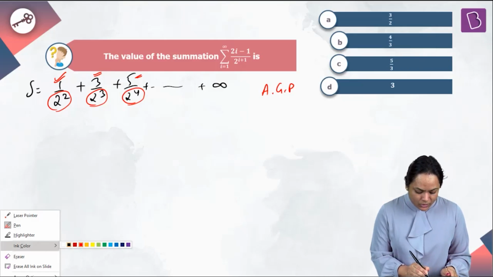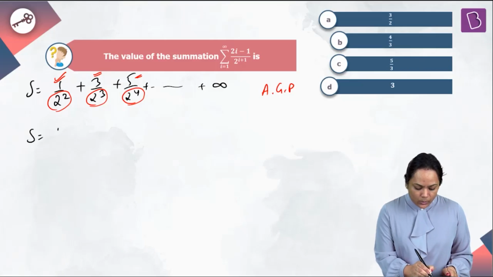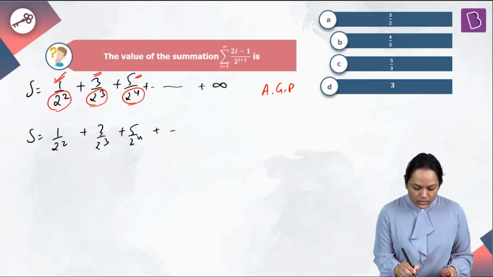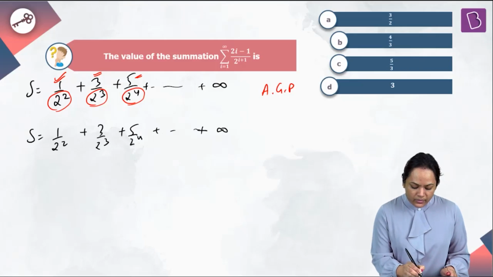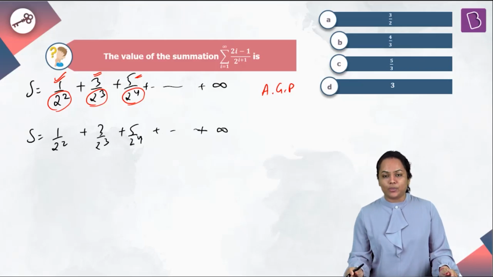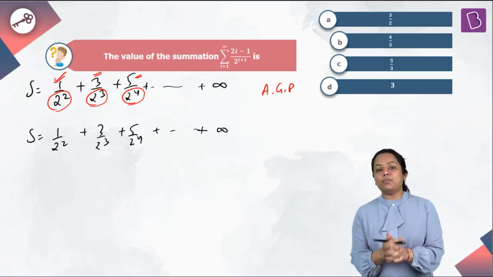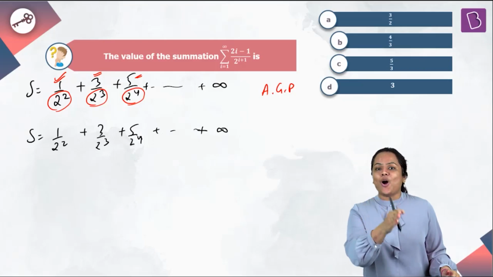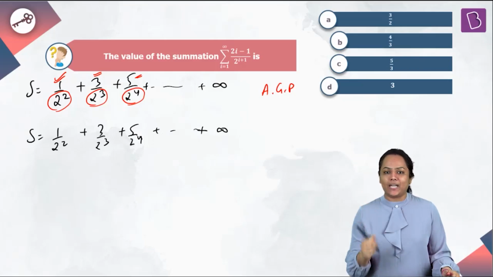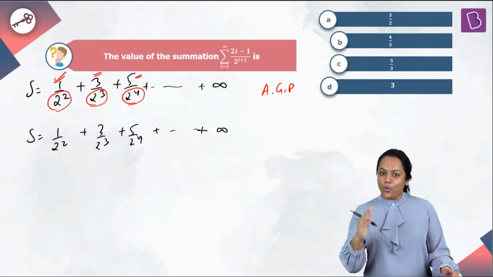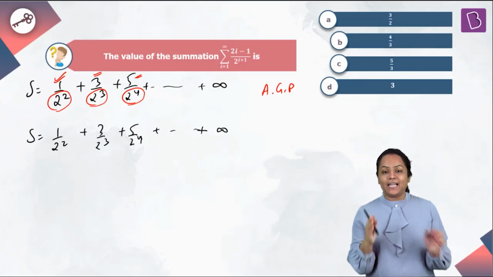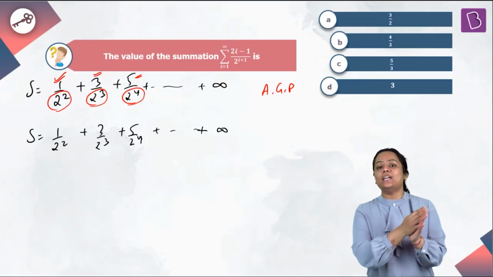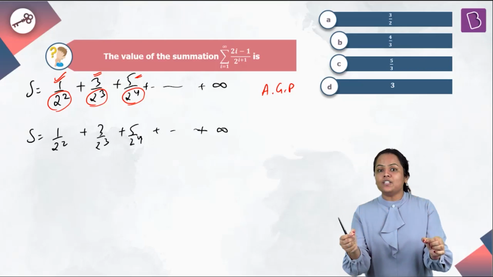How do you find the summation of an AGP? This is my sequence: 1 by 2 square plus 3 by 2 cube plus 5 by 2 raised to 4 till infinity. We have already figured out this is an AGP. And to find the sum of an AGP, we have to multiply by what? Well, the common ratio of the GP. That's correct. What is the common ratio here? 1 by 2.